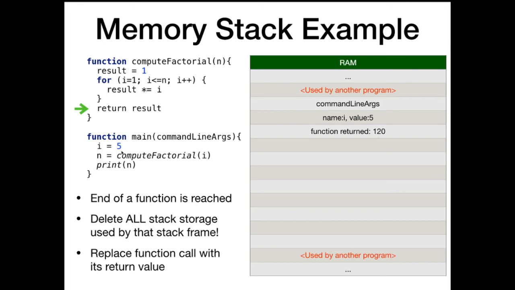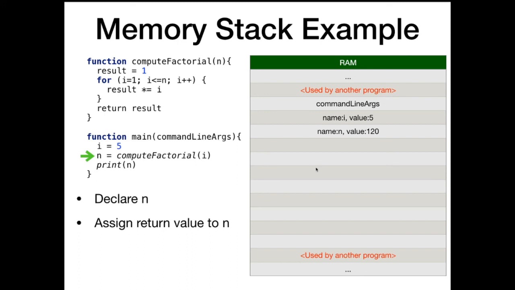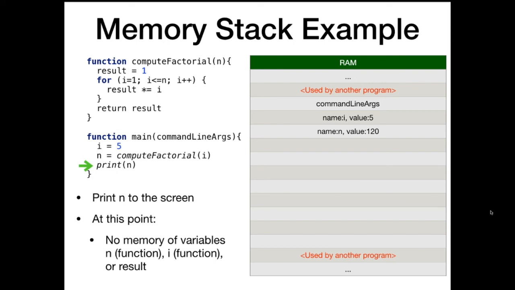So this whole method call here, or function call in this case, is being replaced with the value 120. No semblance of that stack frame exists anymore. It's completely gone. And we're going to set n equal to 120 at that point. We create a new variable n, 120, print n to the screen.